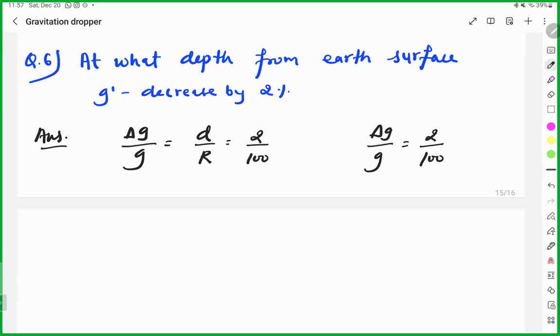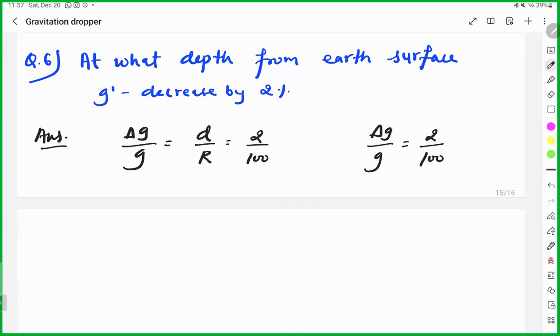After that, I'll finish this topic. Only a small part is left for gravitation. In the next class, we'll finish this chapter. Even if I have to take it at 9:30, I will take it, but I'll finish this chapter tomorrow at any cost, with some questions.